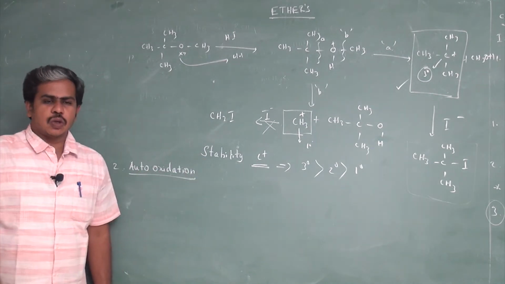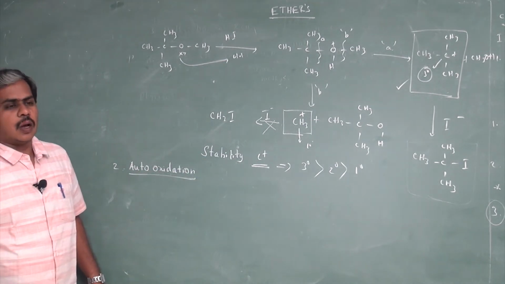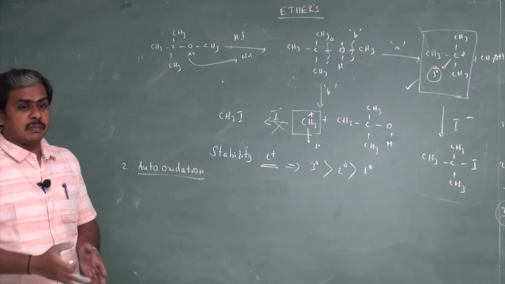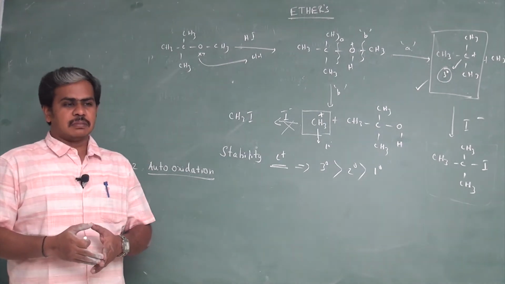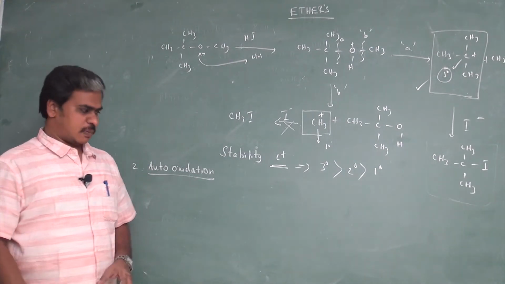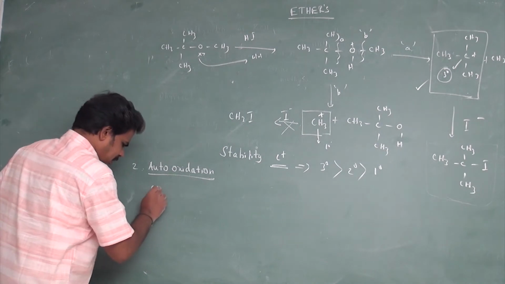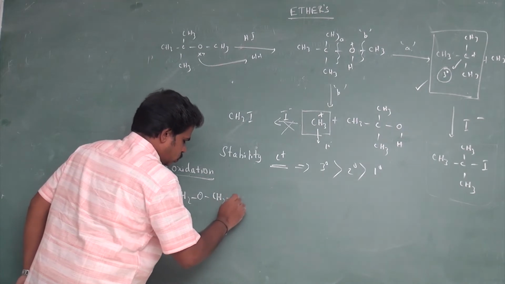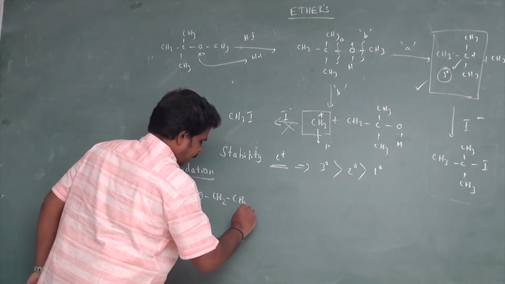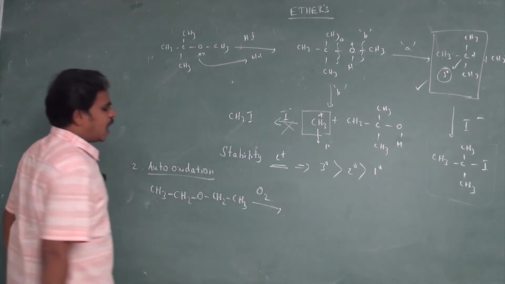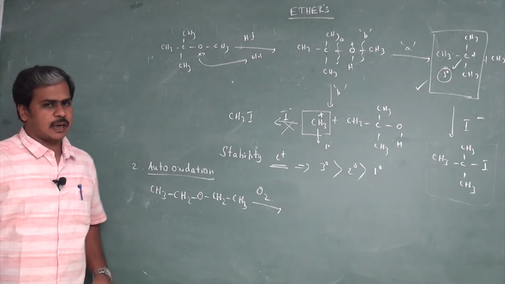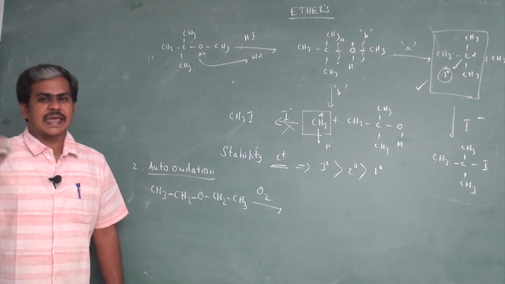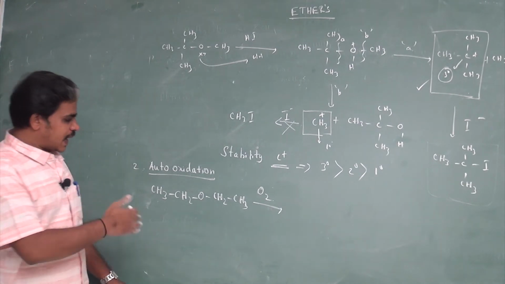Ether cannot be stored in open air. If it is stored in open air, it can explode because of peroxide formation. Suppose we are taking ether, CH3, CH2, O, CH2 and CH3. Now it reacts with atmospheric oxygen and forms peroxide. All peroxides are explosive in nature, so ether cannot be stored in open air.